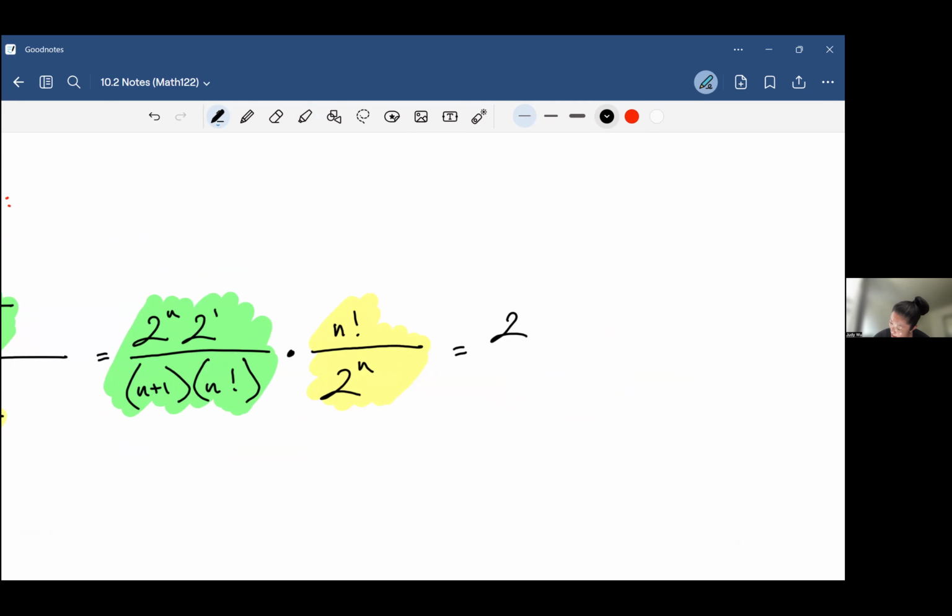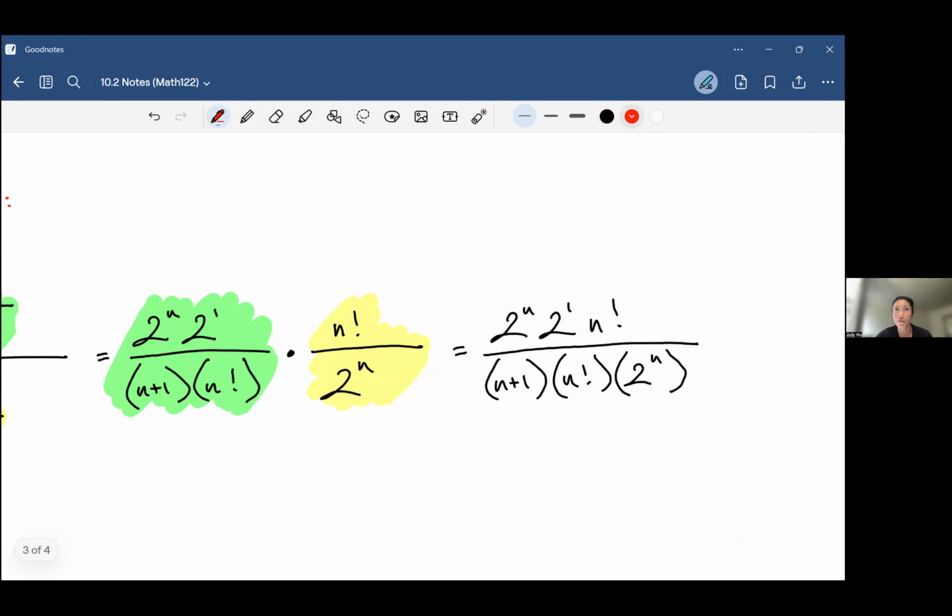Ready? 2 to the n times 2 to the 1 times n factorial, all over n plus 1 times n factorial times 2 to the n. And one of the things that has probably gotten you pretty far in your math career is that when you have something divided by itself, you're going to get 1. In other words, 2 to the n divided by 2 to the n is 1, and n factorial divided by n factorial is 1.